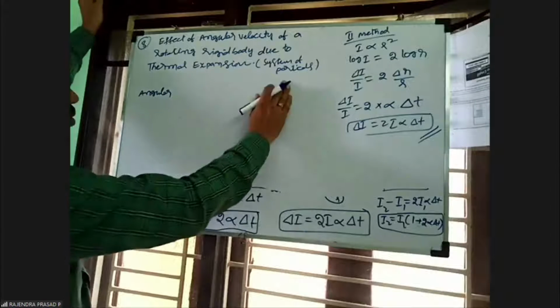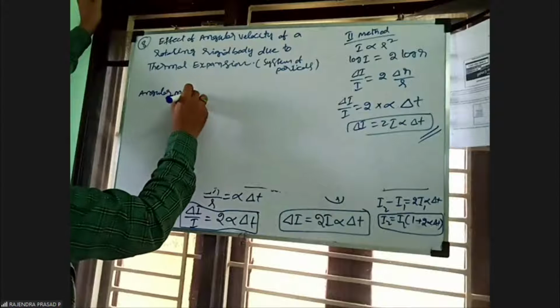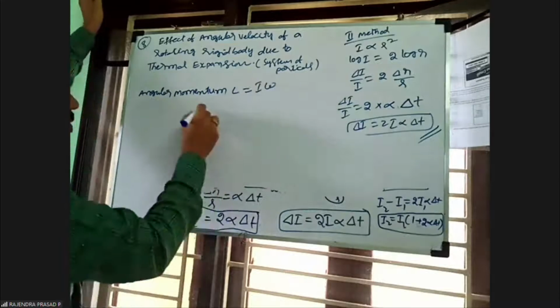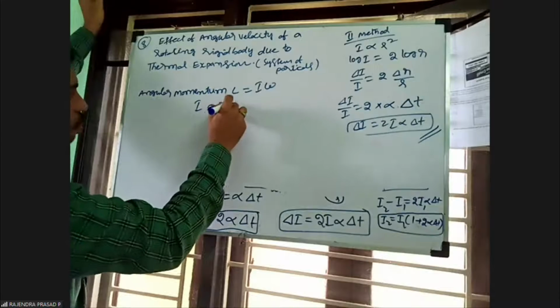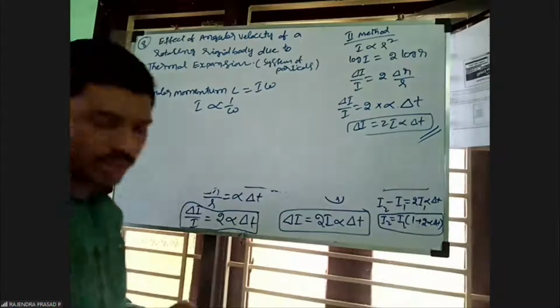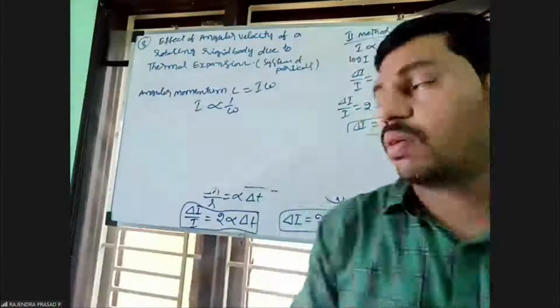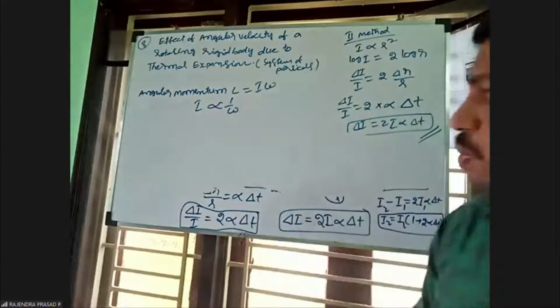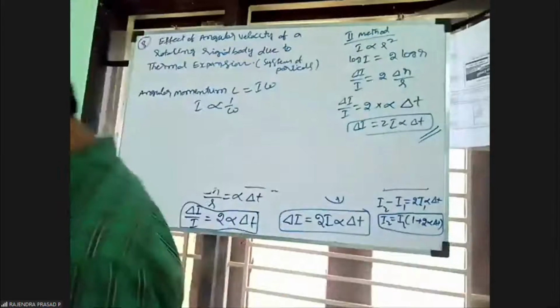Angular momentum L equals I omega. So I is proportional to 1 by omega, inversely proportional. The moment of inertia is inversely proportional to omega, since L is constant.